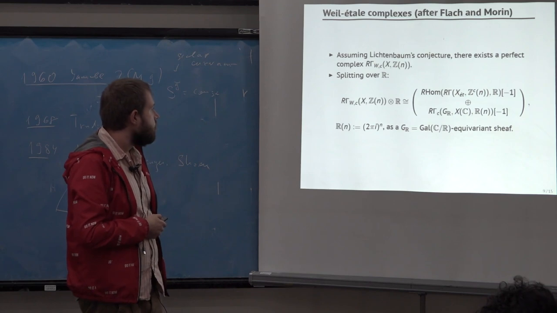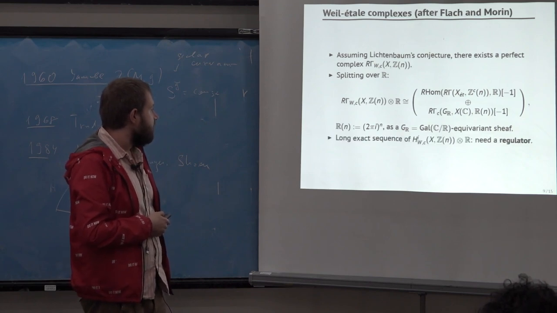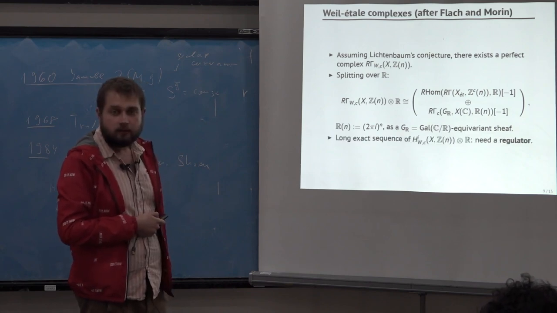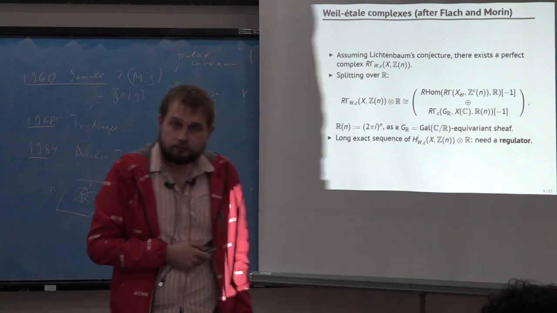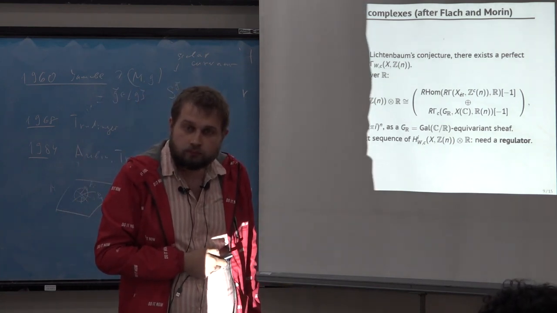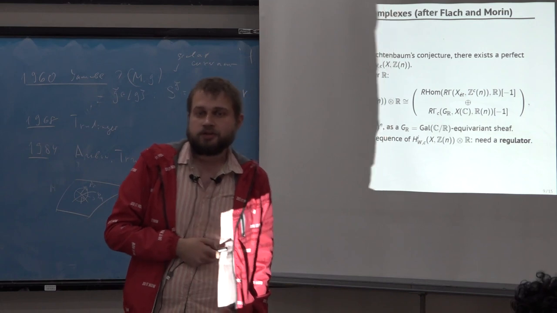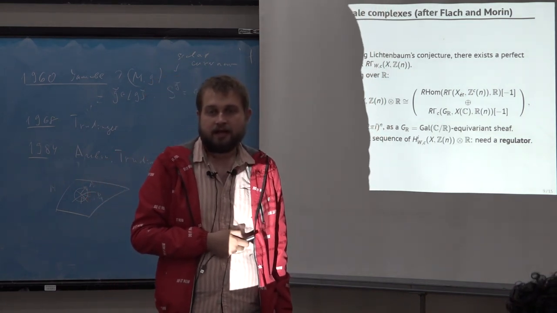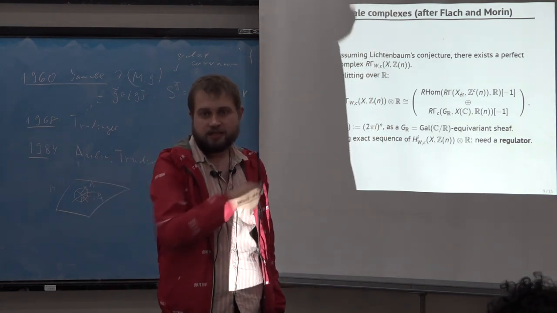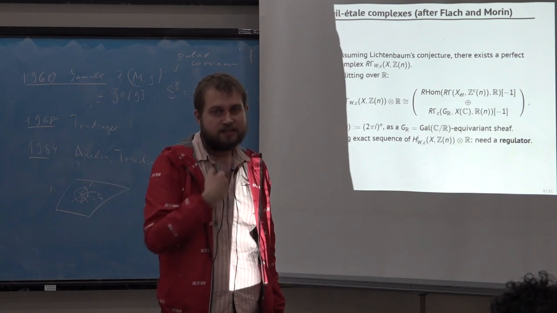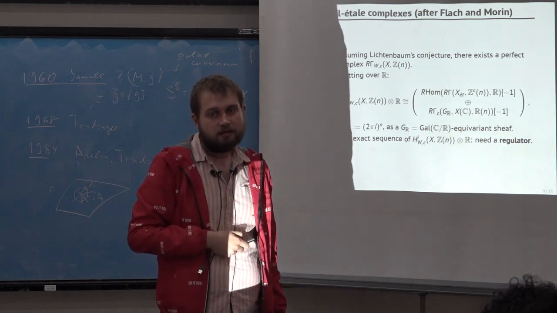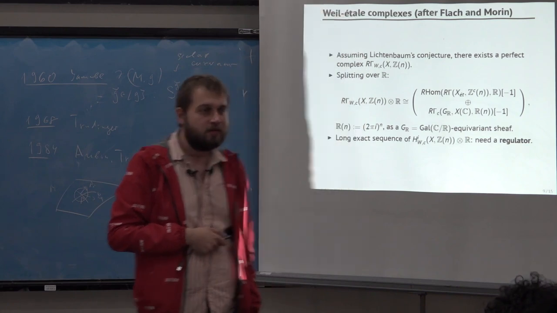And what do you expect after tensoring with R? Before tensoring with R, do you have some expectation of what this looks like? Oh, I mean the torsion part is really, like, if you tensor with Q, you get this thing basically. So the devil is in the torsion, right? So this is the problem.